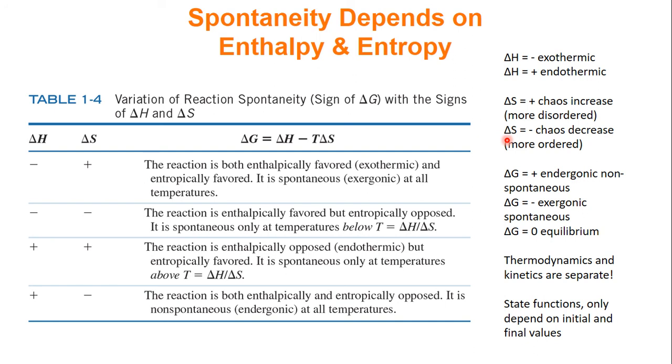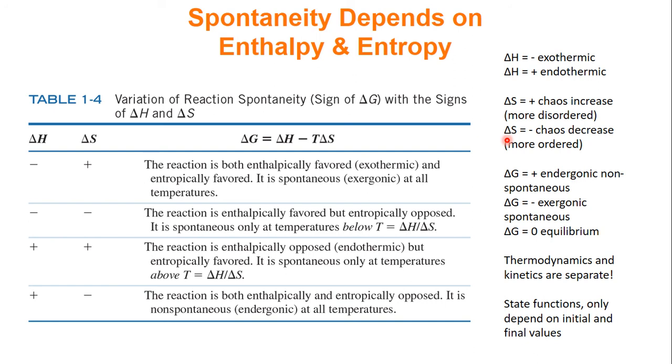And delta G tells us if a reaction is spontaneous or not. So if delta G is positive, we call this endergonic, non-spontaneous. Delta G negative, exergonic, spontaneous. We have lowered our free energy, so that process is going to happen spontaneously. While delta G of 0 means equilibrium. It's neither spontaneous nor non-spontaneous.